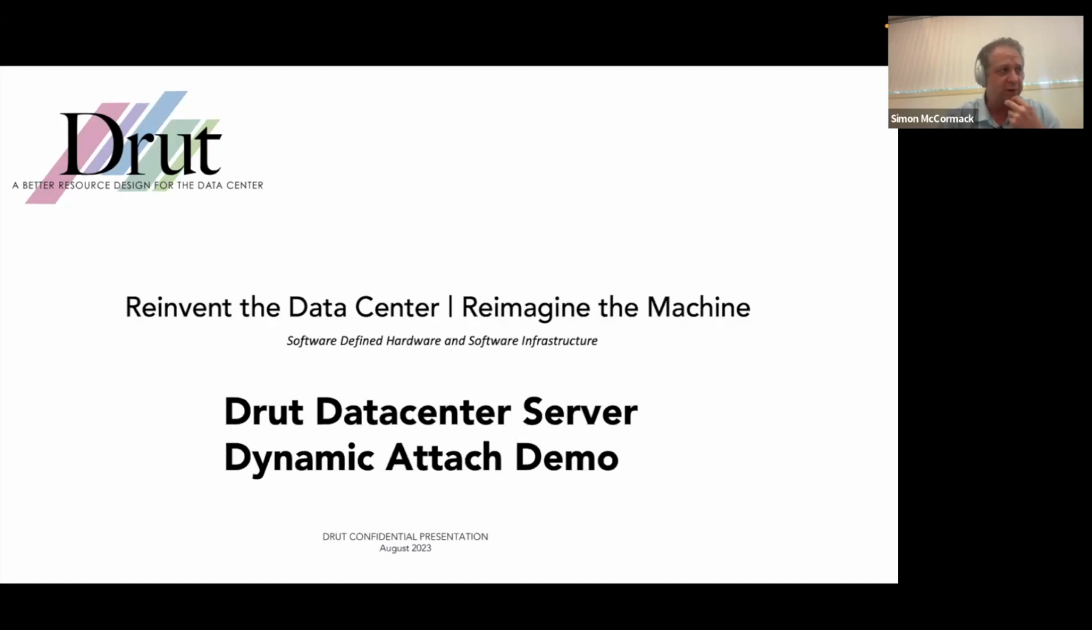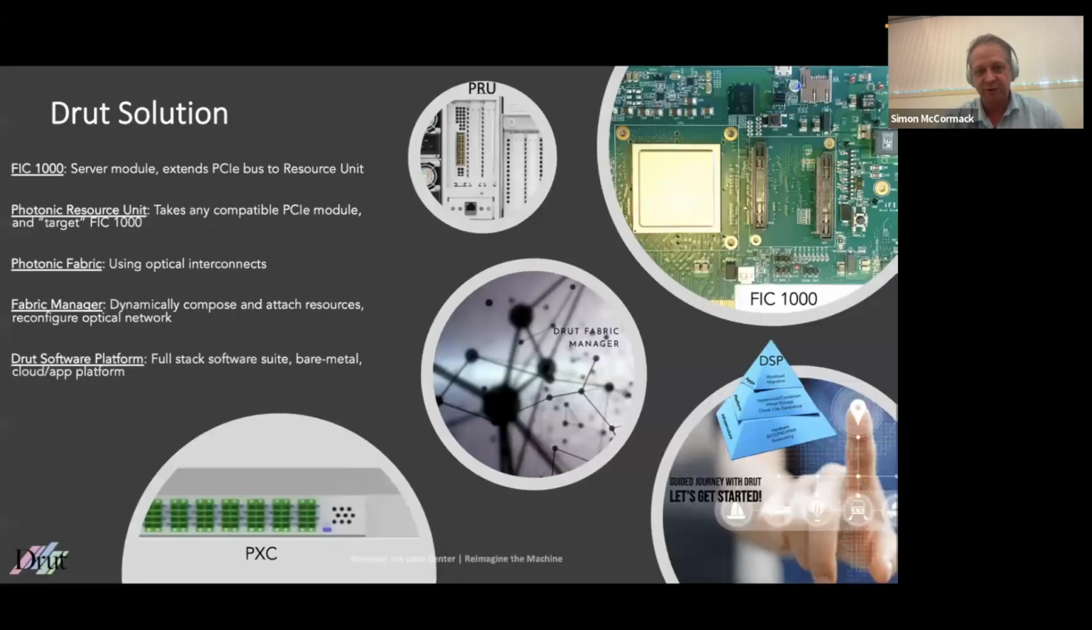So my name's Simon McCormack, if you don't know me. Hopefully everybody knows me. Product management is what I do at Drut. I've been in the industry for a couple of decades now. I think my first networking job was 1986. So there we go. How about that one? X25 networks. I've been at Drut for a few months now. I'm very excited about the opportunity we have.